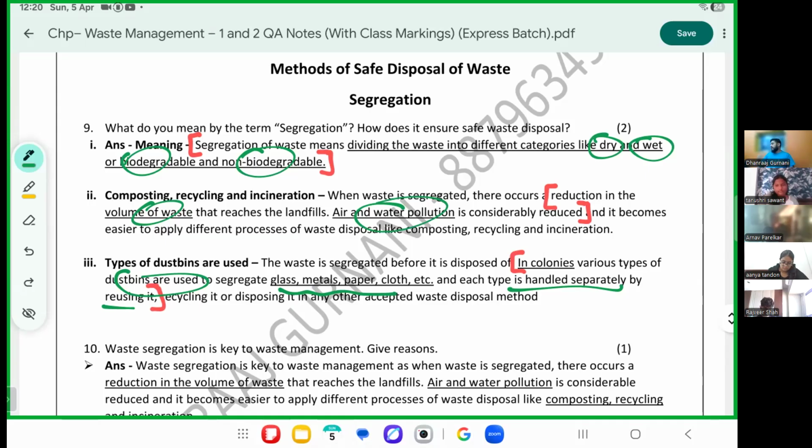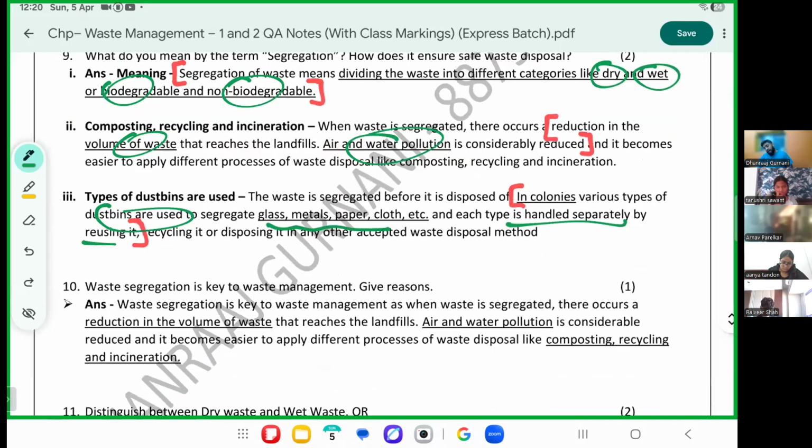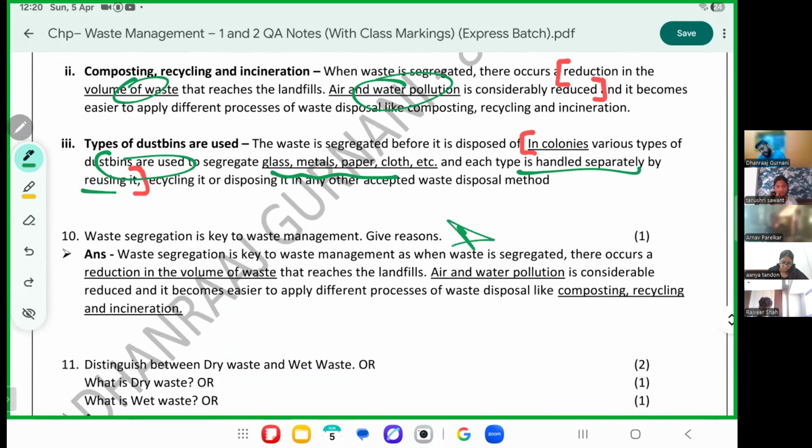Wet waste is collected in the morning, dry waste is collected in the evening. Don't give the wrong bag. Why? Because waste segregation helps to reduce the volume. Air and water pollution is considerably reduced.